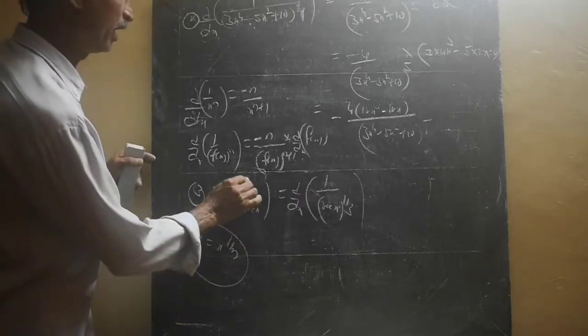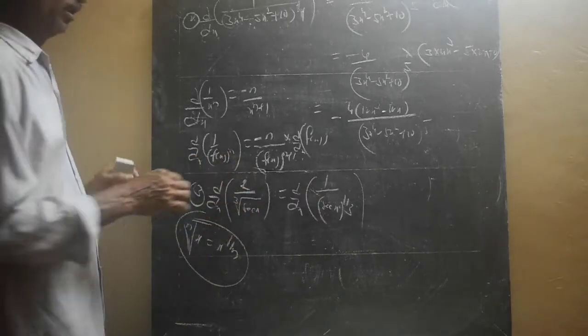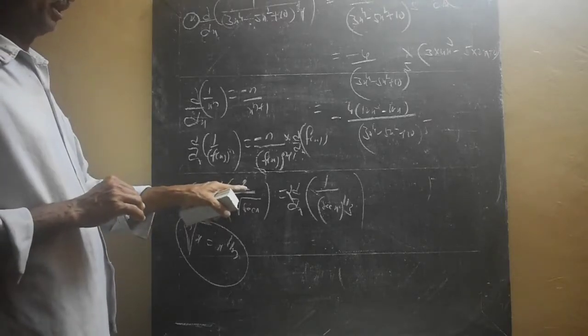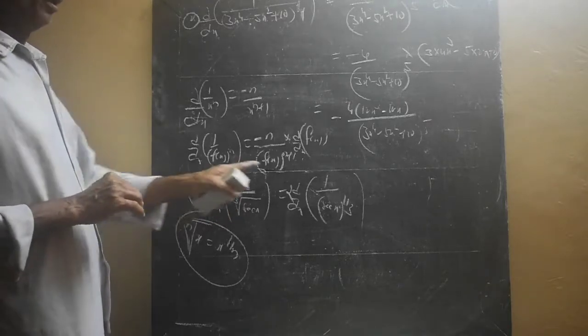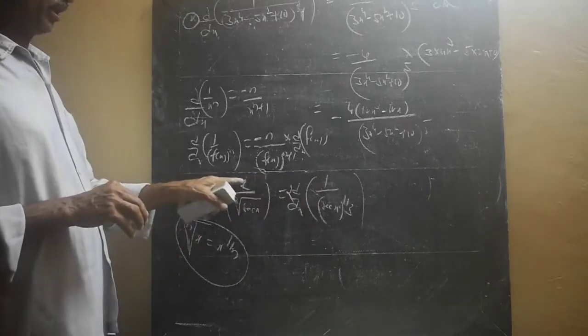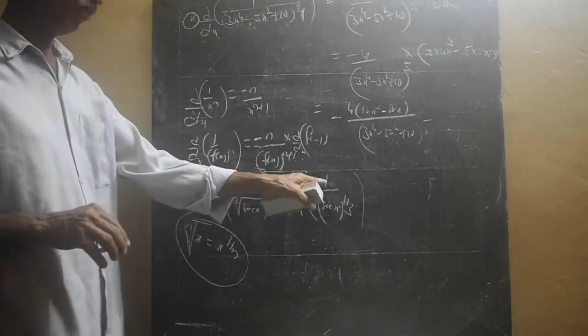So instead of 1, if 2 is there, then what to do? That 2 is taken outside. Any constant is there, nothing wrong in it. By taking that one outside, put 2 outside into d by dx of 1 upon, the 2 is nothing but 2 into 1, 1 remains here.